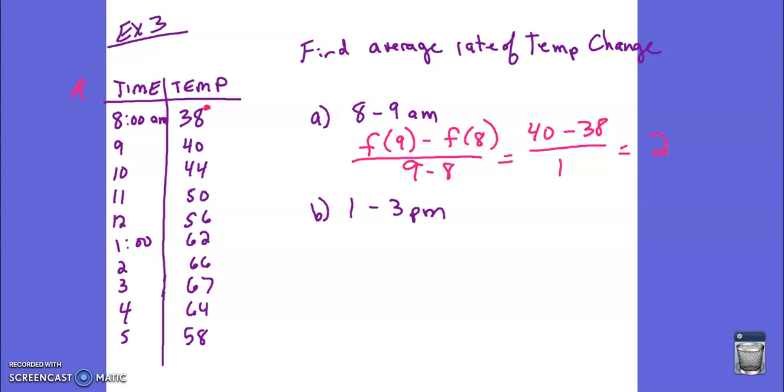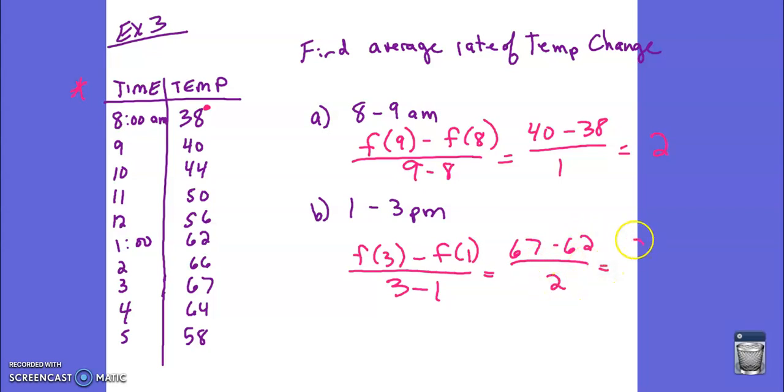And between 1 and 3 p.m., f of 3 minus f of 1 over 3 minus 1. So f of 3, if you look at the chart, was 67. F of 1 is 62. 3 minus 1 is 2. So you can see the average change is 2.5 degrees per hour.